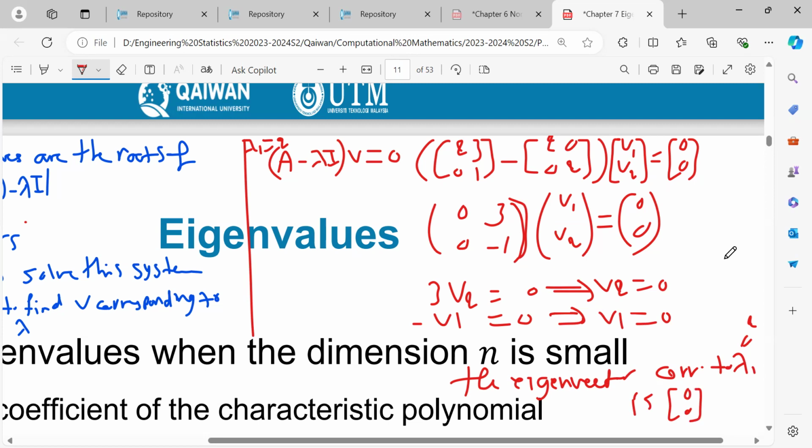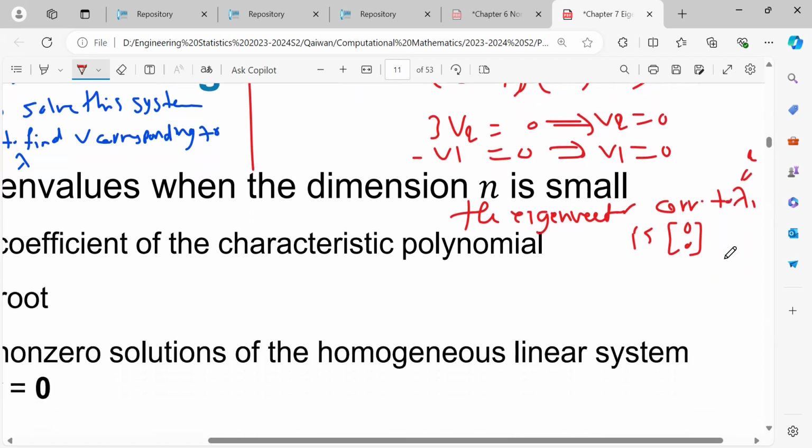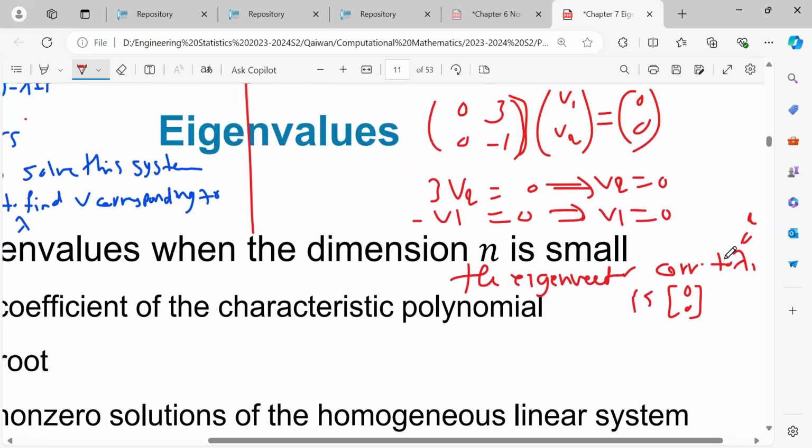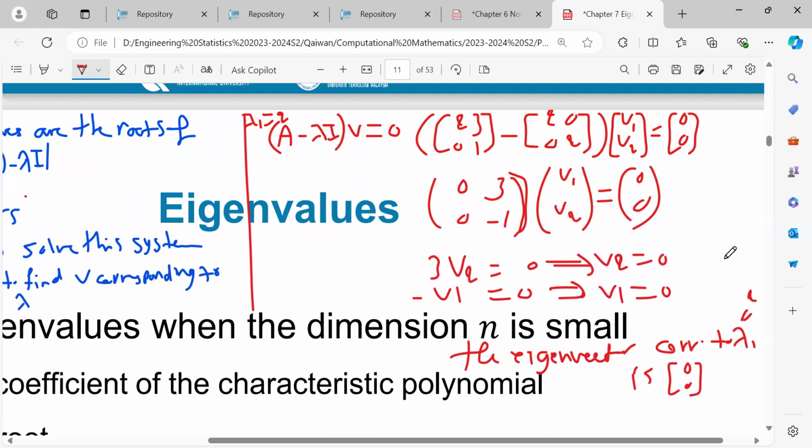How about the second one? We do the same, but we use lambda 2, which is 1. Lambda 2 here is 1. Let's do it. Let me check, A is 2301.